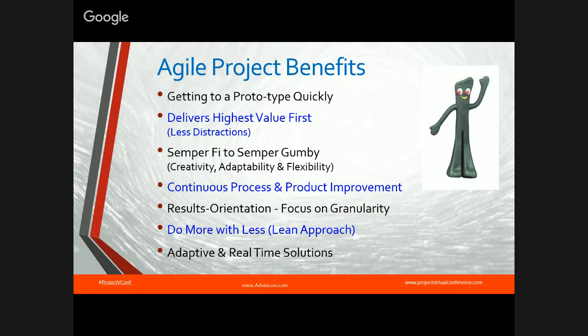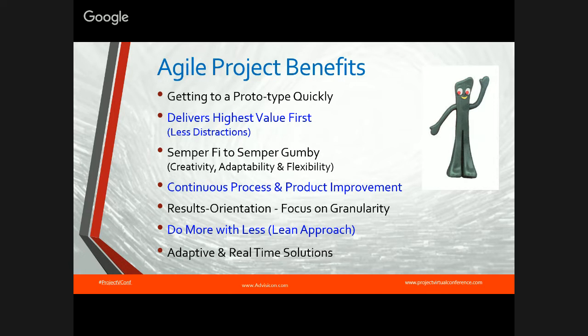And so if we talk about agile benefits and begin to prepare ourselves for how Project delivers some of this, let's talk about some of the key pieces. So you'll see here where it says, you can get to a prototype quickly. You're focusing on the highest value first, meaning there's less distraction. We know what we're trying to get to. It's almost like eating your frosting first.